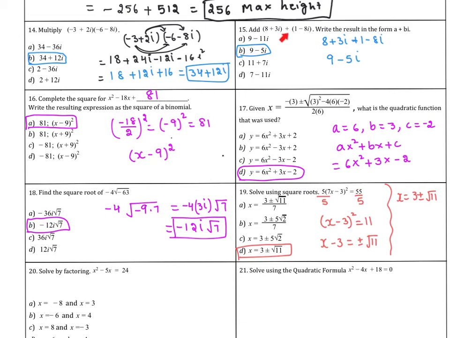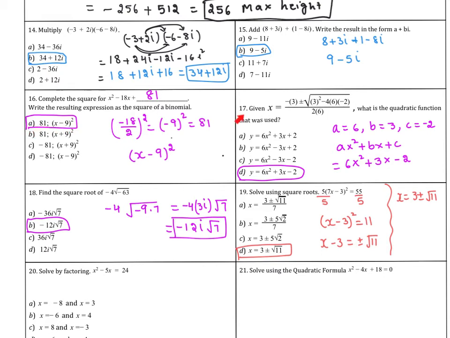We are going to add the like terms here. So 8 plus 1 is 9 and 3i minus 8i is negative 5i. So option B is your answer. For number 16, you're going to divide the b or the center term by 2 and square it to complete the square. So the number that you're going to get is 81. And to write it as a perfect square, you're going to write (x minus square root of 81, that's 9) squared. So that's your answer.